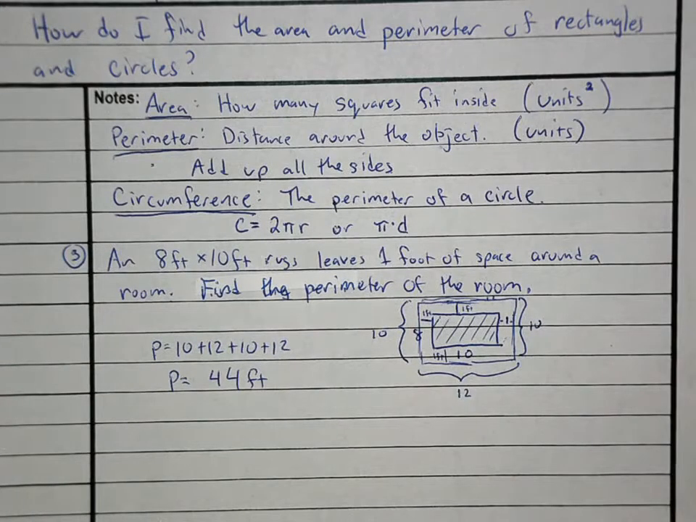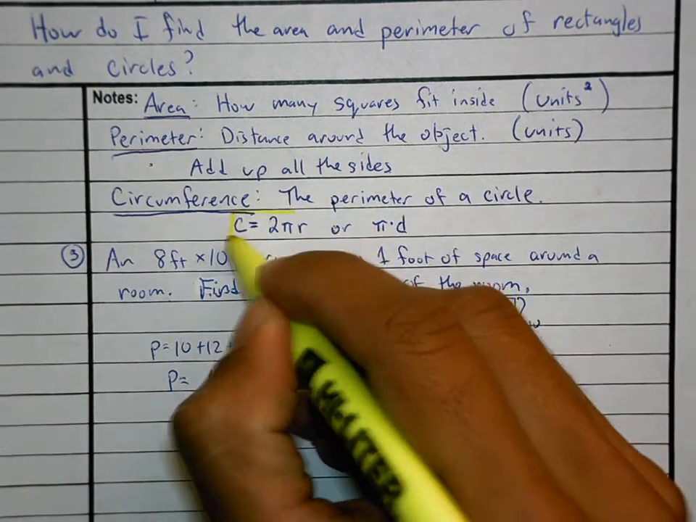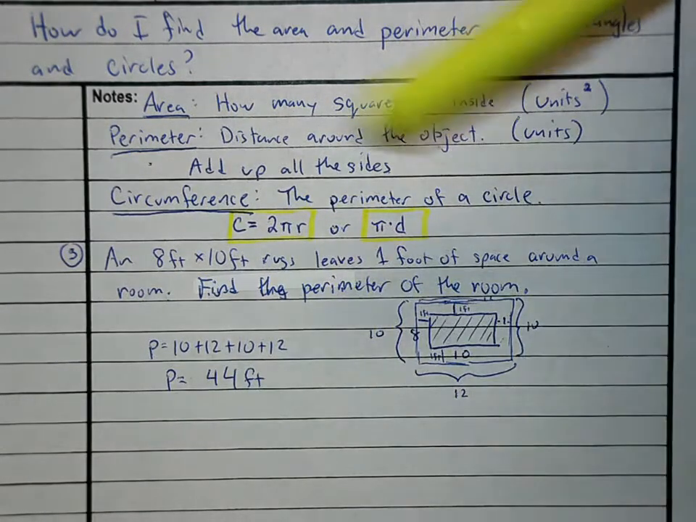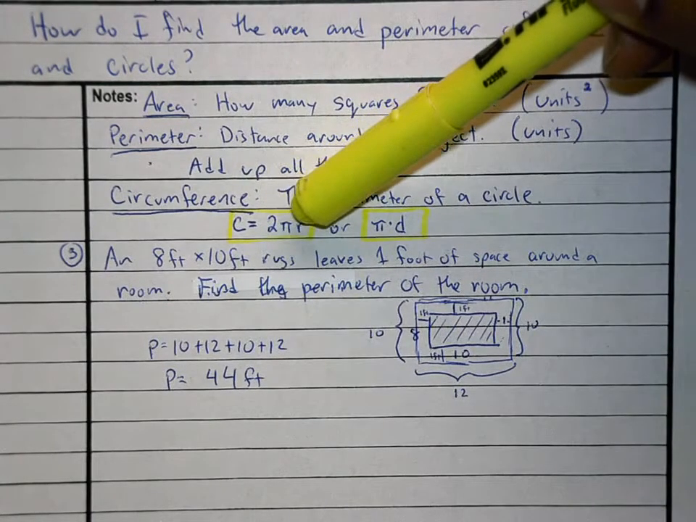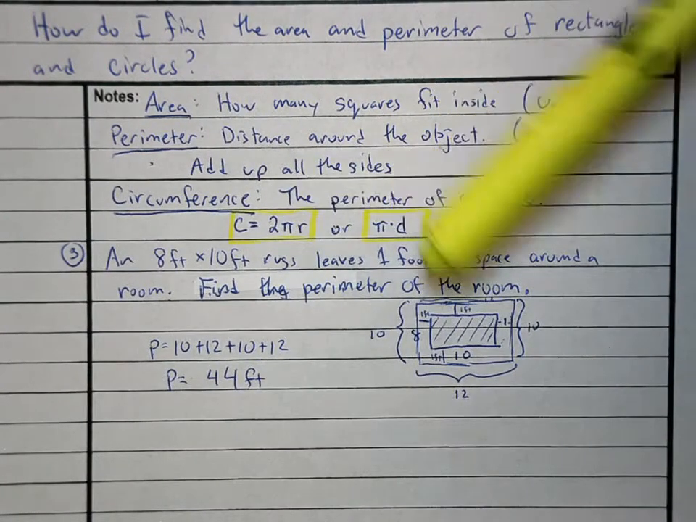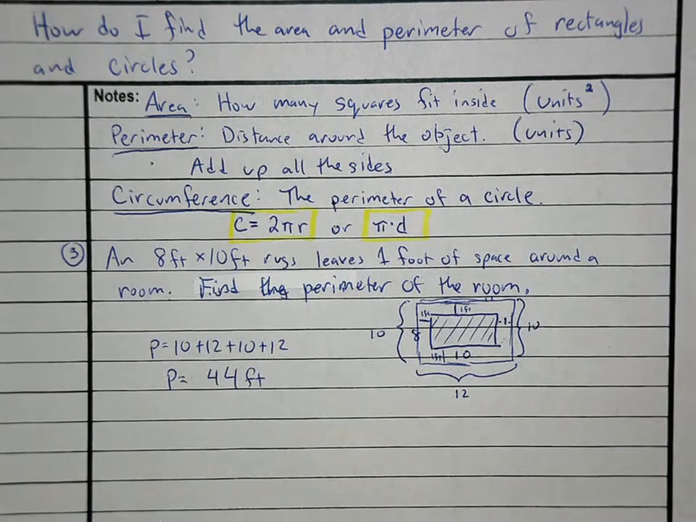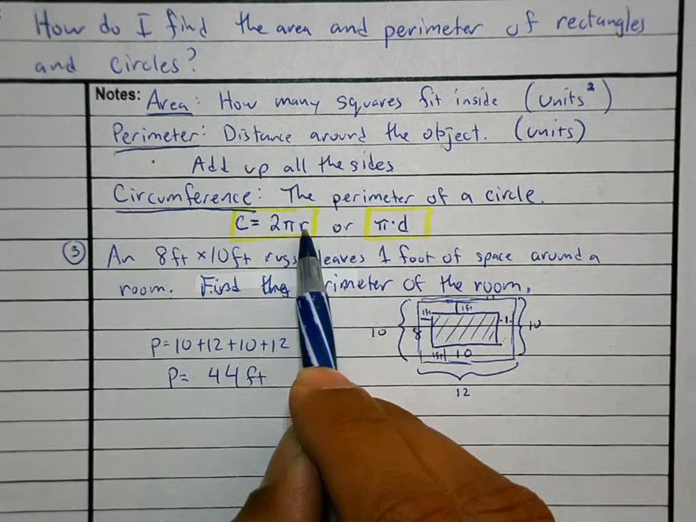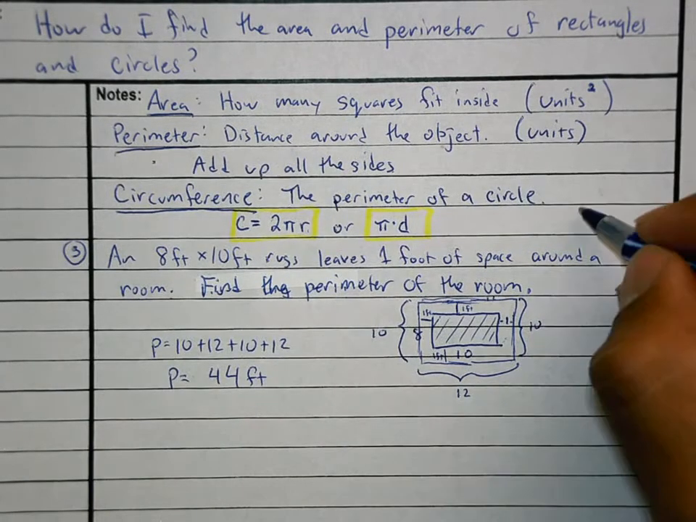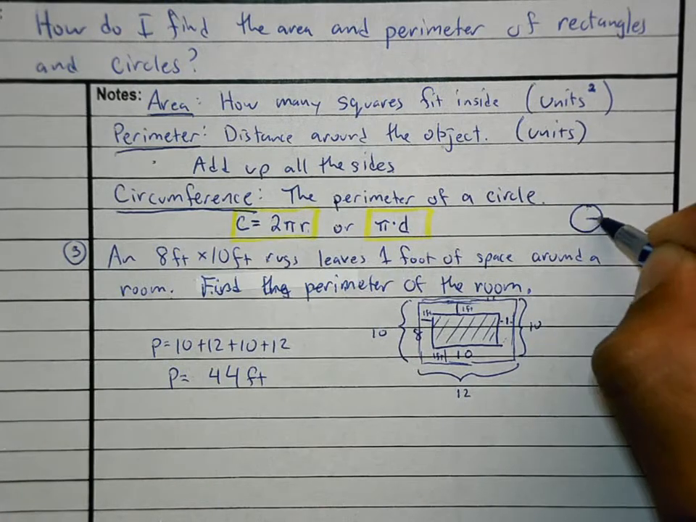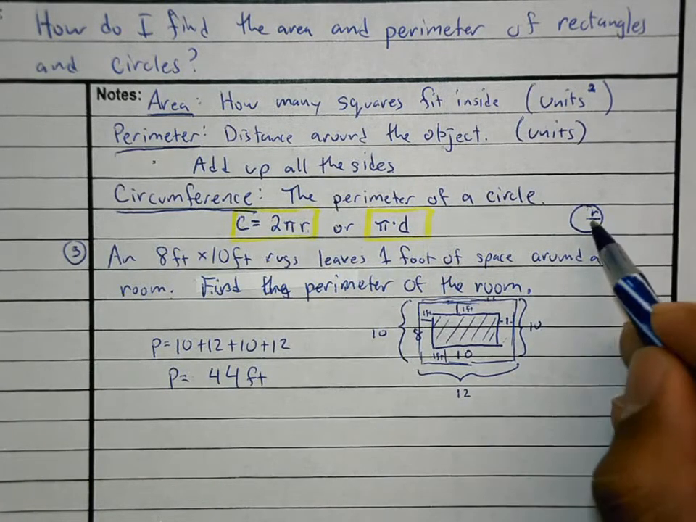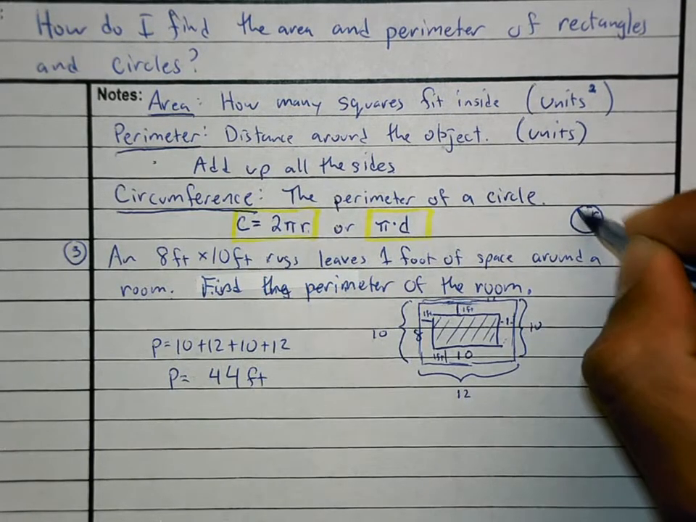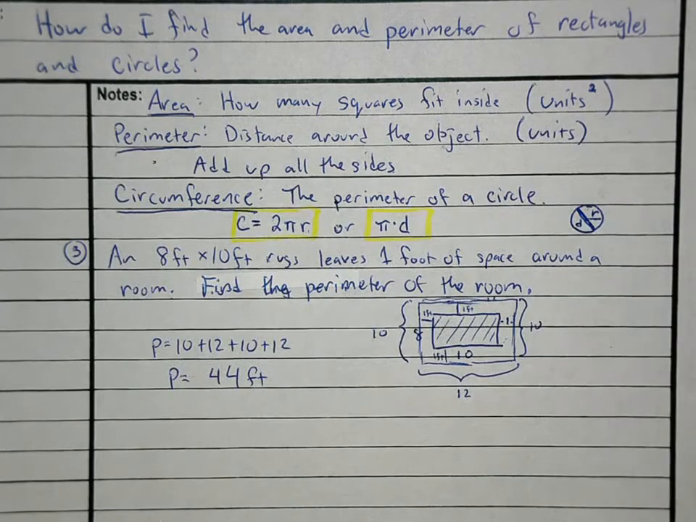I'm going to get my highlighter out. For the circumference of a circle, I can either use 2 times pi times the radius, or I can use pi times the diameter. If you need to know what those letters stand for, C stands for circumference, R stands for radius, half of the circle, and D stands for the diameter. I'll draw you a quick little picture for that. This is what an R looks like from the center to the outside, whereas a D goes through the center and all the way to the other side. That's a diameter.